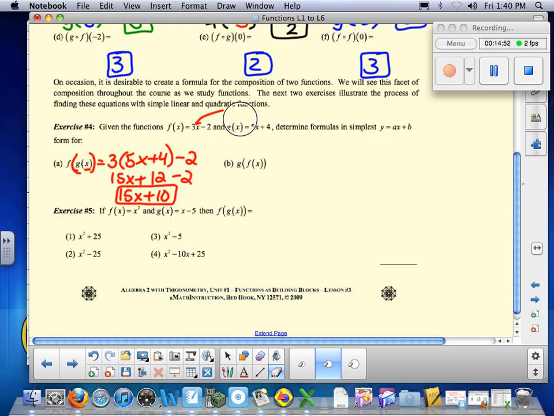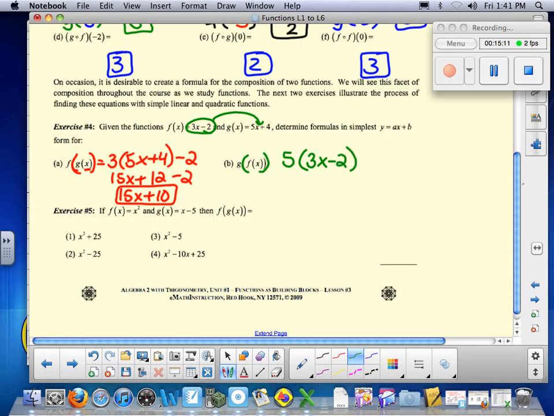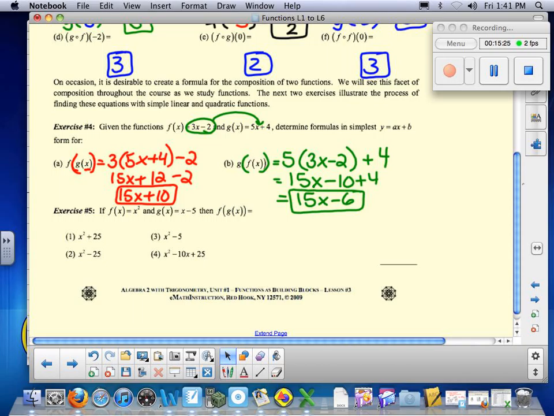All right, I'm going to switch colors here to do letter B. This time we're going to take all of f of x and plunk it into g. So all of this goes where the x is. So it's 5 parentheses plus 4. Done. It's weird, no question about it.